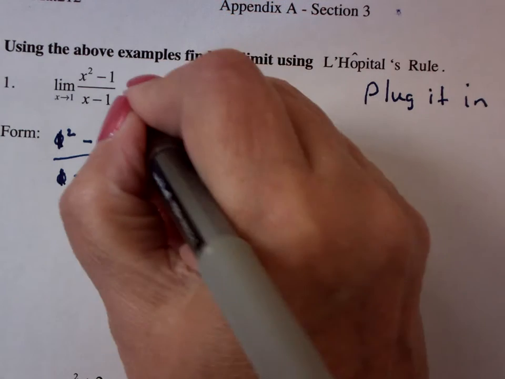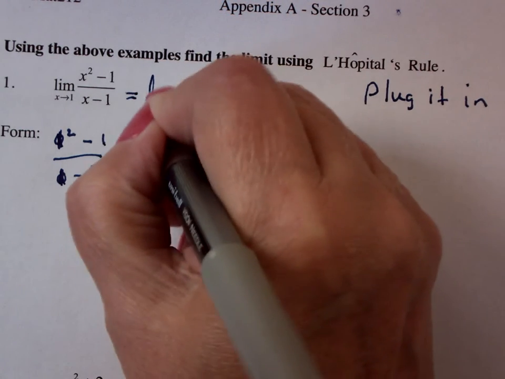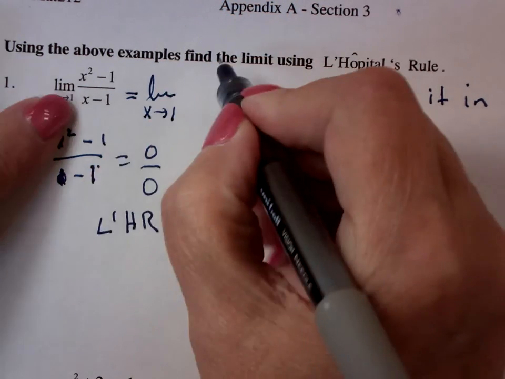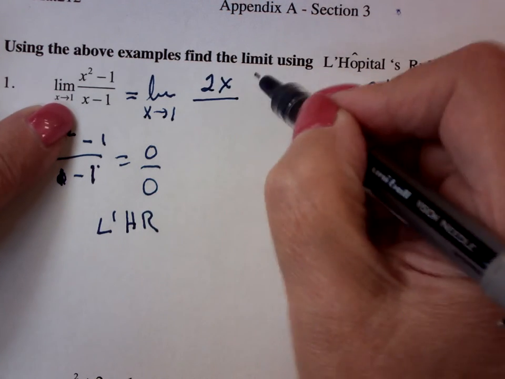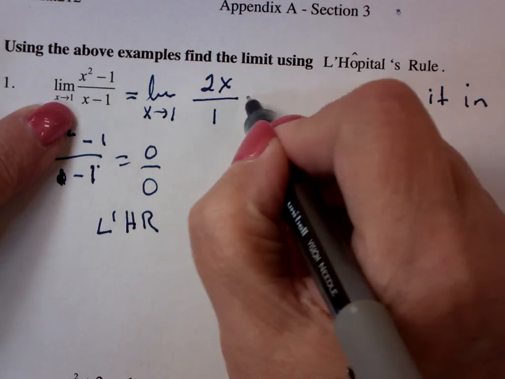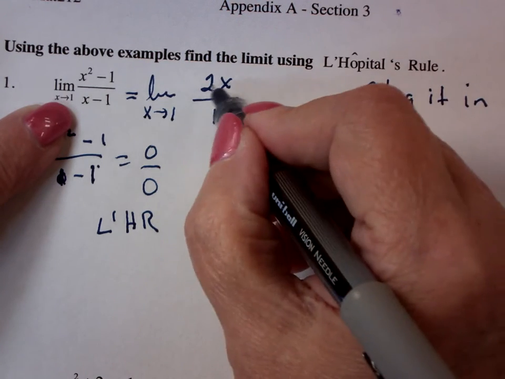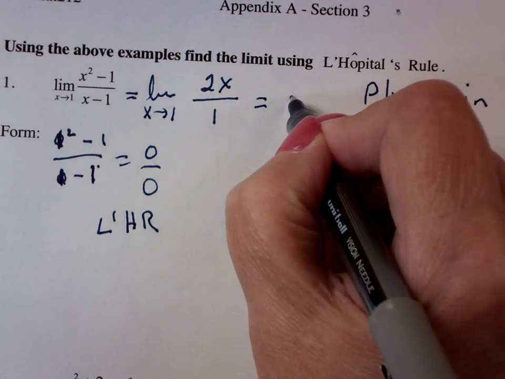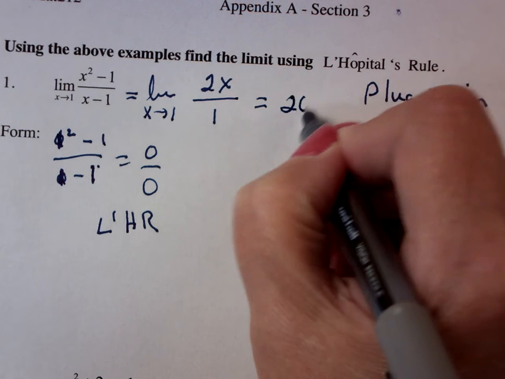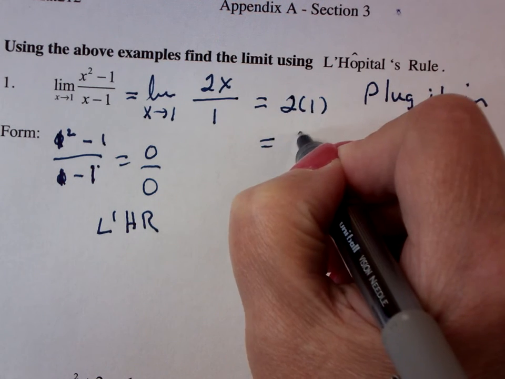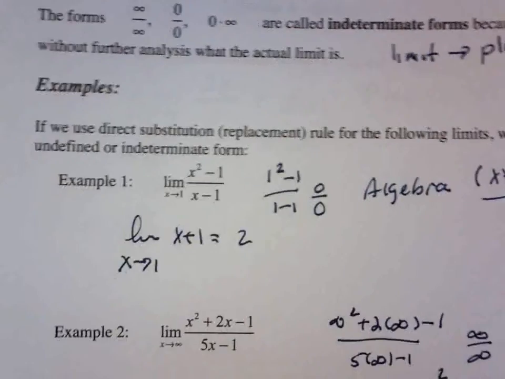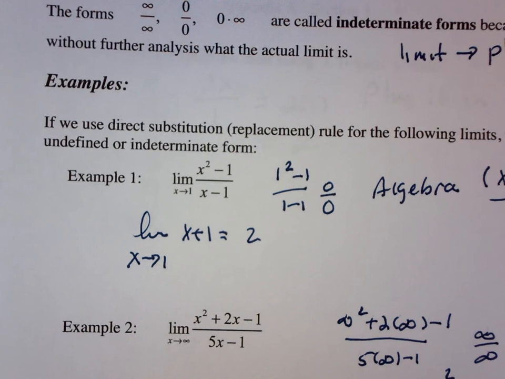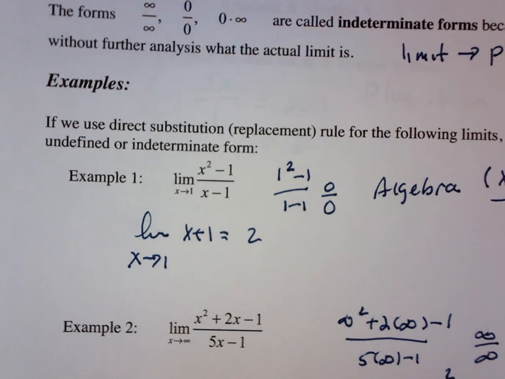That means this is the same thing as saying the limit as x goes to 1. The derivative of the numerator is what? 2x. The derivative of the denominator is 1. And if I take the limit as x goes to 1 of 2x over 1, you get 2 times 1 or 2. And I'm done. Now here's when I worked it using algebra. What did I come up with? 2.